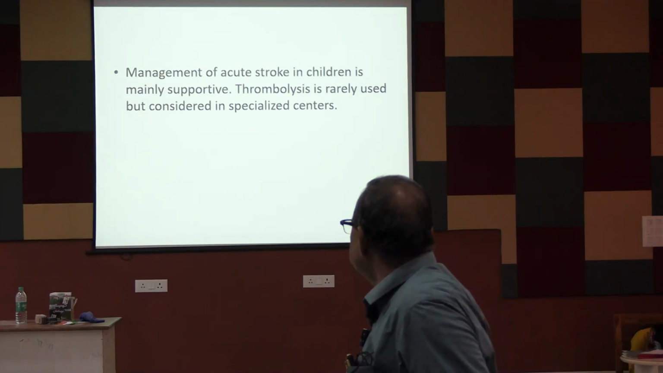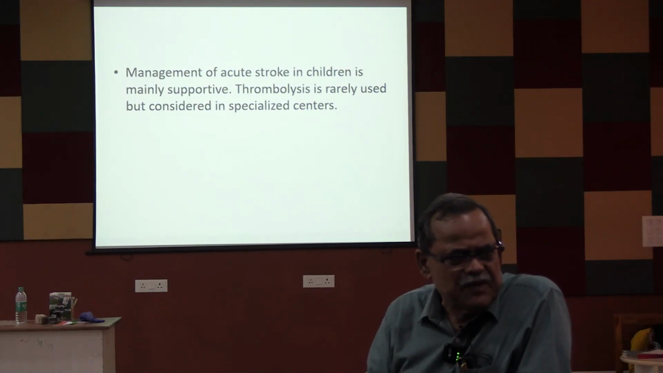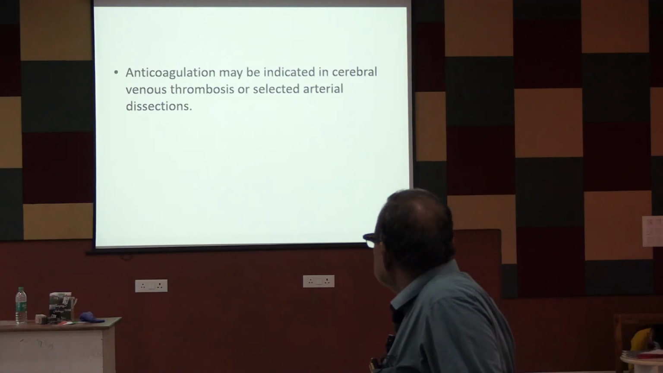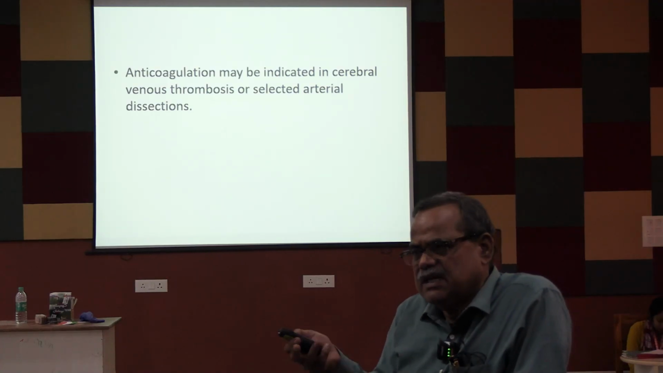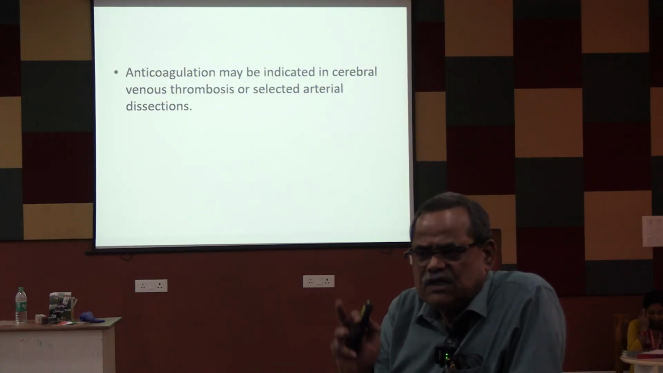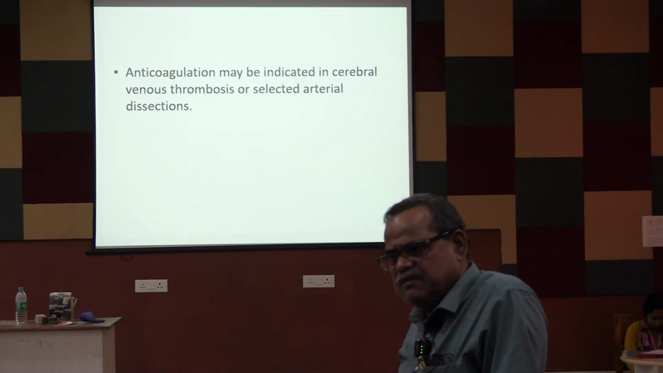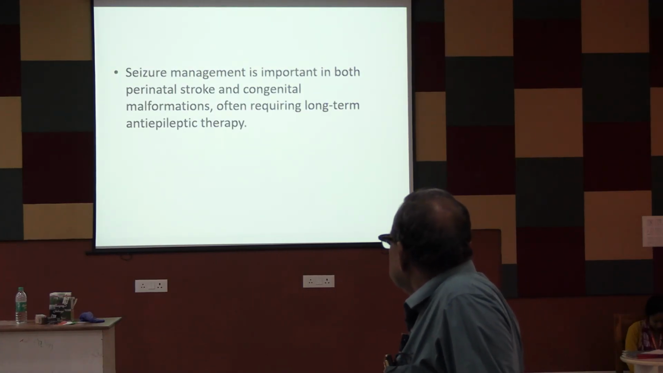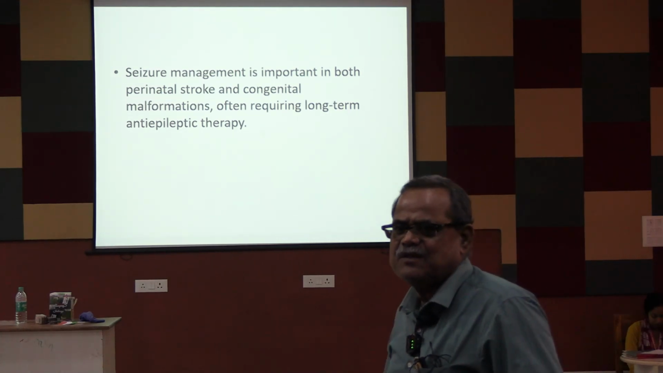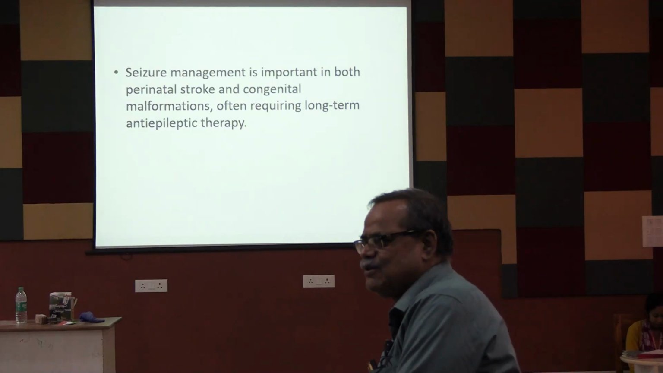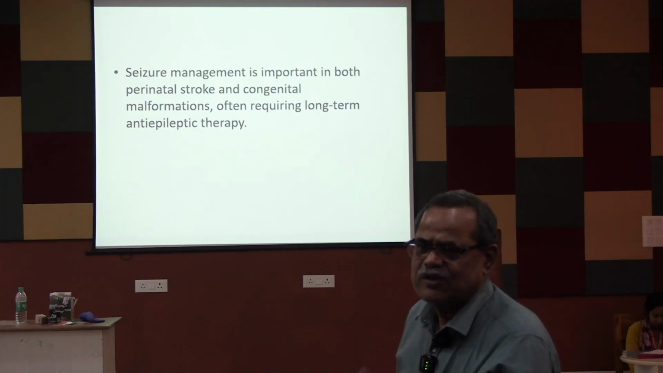Management is mainly supportive. We do not propose any thrombolysis management in pediatrics. We should not give it. Or any anti-thrombosis, usually anticoagulation we do not recommend for pediatric use till now, until and unless there are recurrent thromboembolic manifestations. It may be given in adults. Seizure management is important, because every seizure damages the brain to a new extent. If you can control seizures, the brain may recover quickly. If you fail to control seizures, then there is more and more damage to the brain.